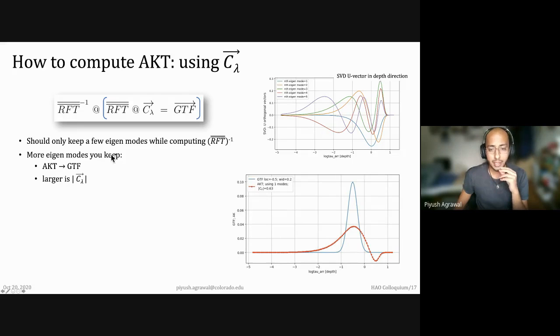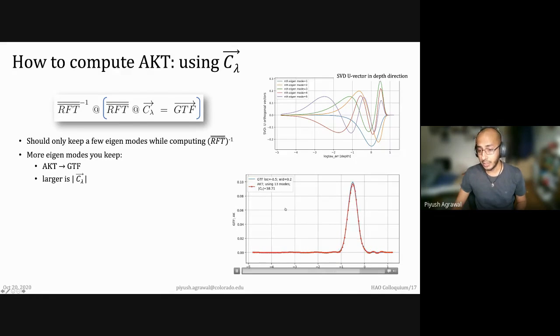On the top right, I'm plotting the eigenmodes in the depth direction. When you take the SVD of the response function matrix, it gives you the eigenmodes in the depth direction, and I'm plotting the first 5 and how they look. In the bottom, I'm showing that as you keep more of these eigenmodes to compute the inverse, the closer your averaging kernel gets to the target function. Here, if I keep 15 eigenmodes, my averaging kernel, the red curve, corresponds to the blue curve.